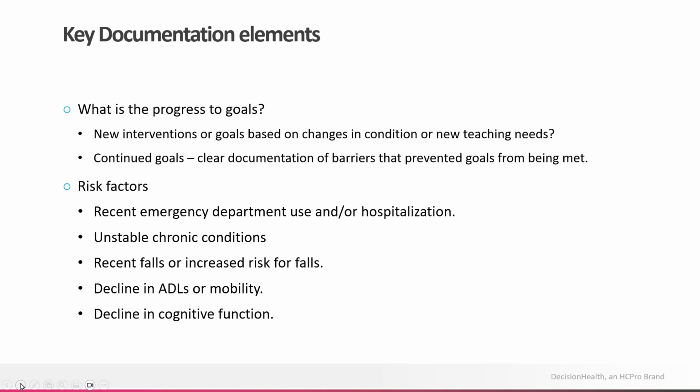What are some risk factors? You know, emergency department use, hospitalization, obviously. Why did they go? Could it have been prevented? What are their needs based on why they went to the hospital or used the emergency department? Those unstable chronic conditions, just because the condition is chronic doesn't mean the patient doesn't have acute exacerbations. We know that, but you have to document those really well. Recent falls or increased risk for falls, the patient's falling, this can help justify the care, but what specifically are you going to do about it? You can't keep going without clear goals and showing progress to those goals.